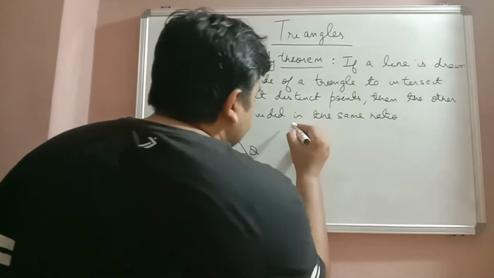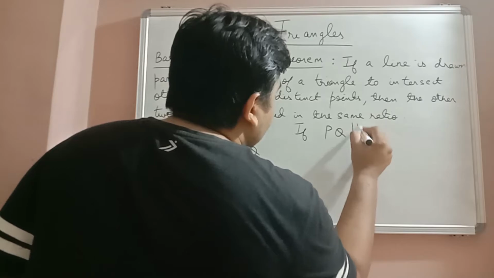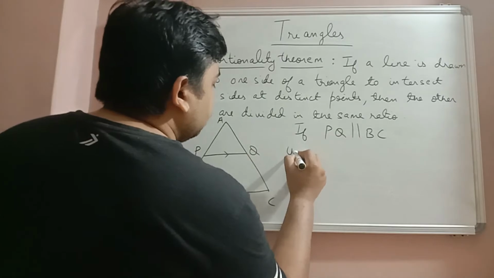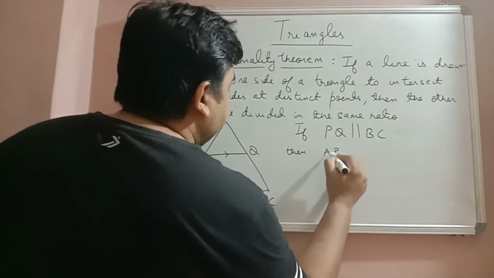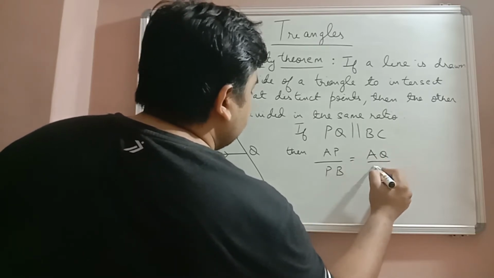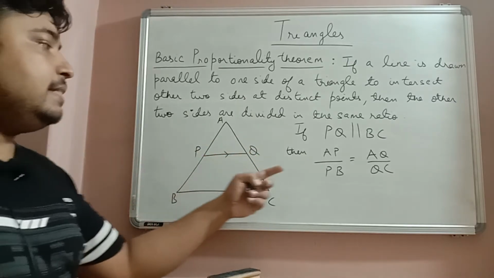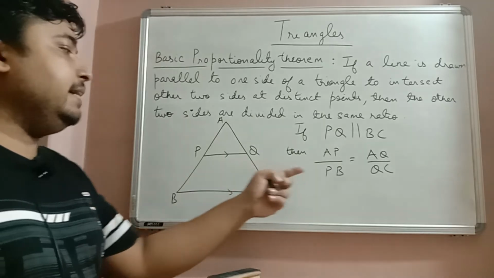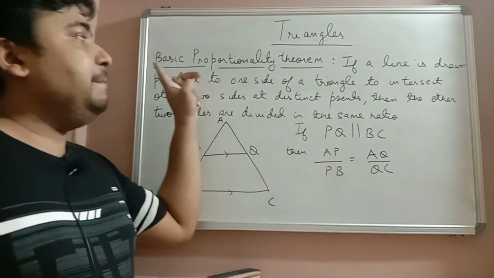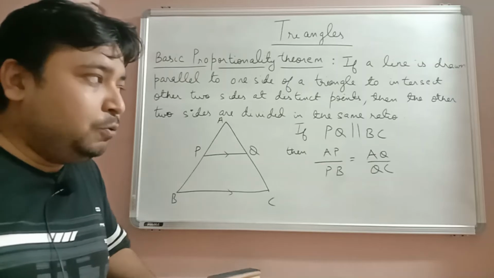So we can mathematically state, if PQ is parallel to BC, then AP upon PB equals AQ upon QC by the basic proportionality theorem. So one can say that if PQ is parallel to BC in this triangle, then AP upon PB equals AQ upon QC by the basic proportionality theorem. Now let us prove this theorem.